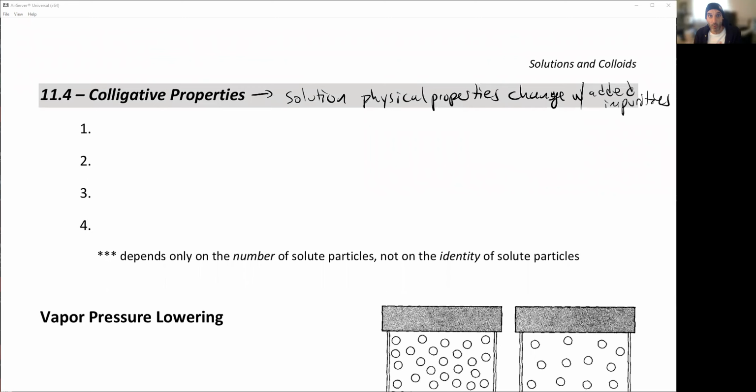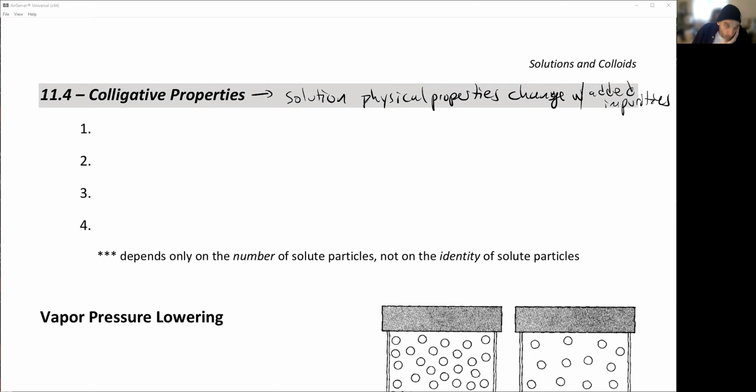we now have different properties. The boiling point is no longer going to remain 100 degrees Celsius, right? The freezing point is no longer going to be 0 degrees Celsius. The density is no longer one because we've added stuff to it. We've created this impurity. So that's the idea behind physical properties. Physical properties change because of colligative properties. So there are four colligative properties and they're all linked to the first one.